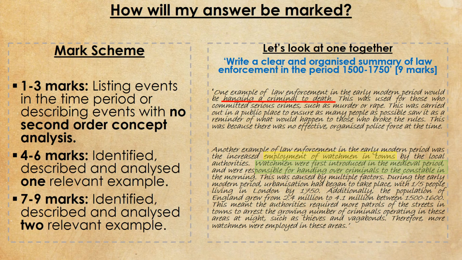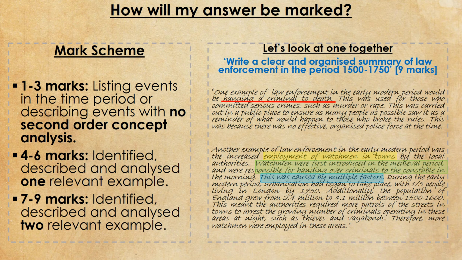So they say this was caused by multiple factors. During the early modern period, urbanisation had begun to take place, with 1/5 of people living in London by 1750. Additionally, the population of England grew from 2.4 million to 4.1 million between 1500 and 1600. This meant the authorities required more patrols on the streets in towns to arrest the growing number of criminals operating in these areas at night, such as thieves and vagabonds. Therefore, more watchmen were employed in these areas.